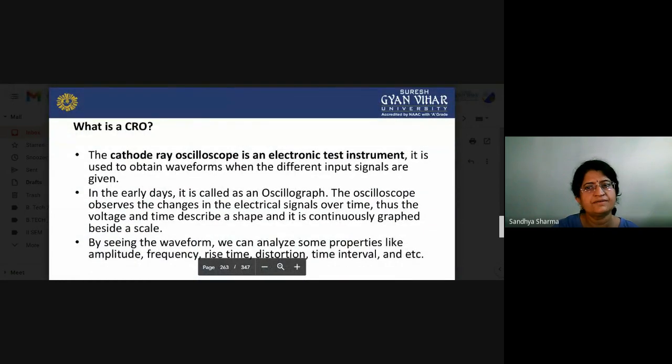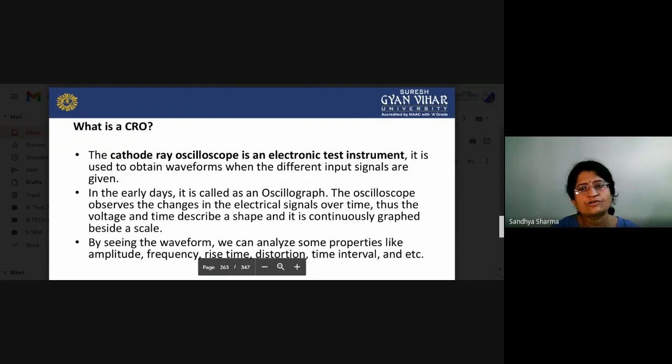First of all, we will see the CRO, the cathode ray oscilloscope. The cathode ray oscilloscope is an electronic test instrument. It is used to obtain waveforms when different input signals are given.